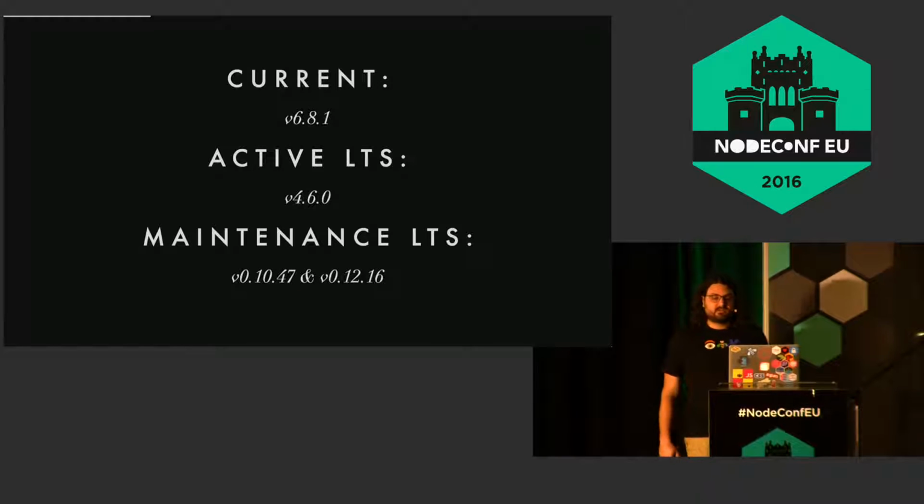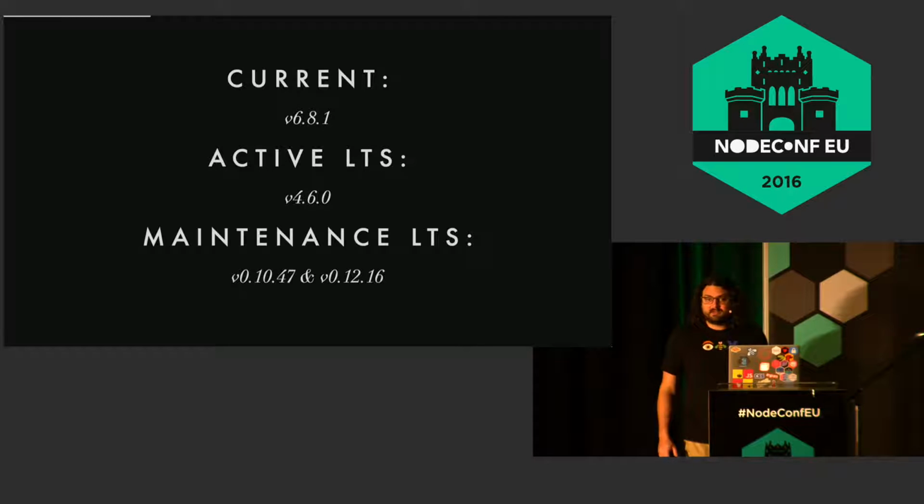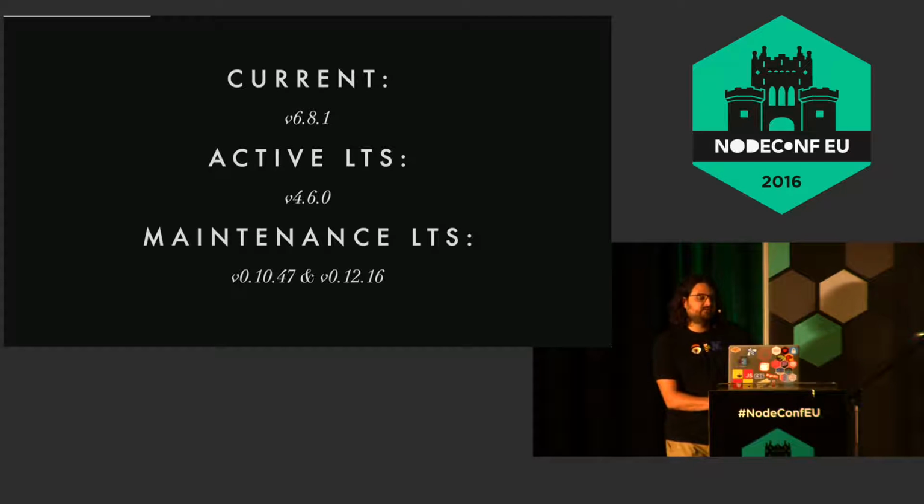We have our current release line, which is v6.8.1, which was released last Friday because we released 6.8.0 on Tuesday, and there were a couple regressions, and we immediately patched them and got it out. We have an active LTS line, which is v4.6.0. And we have two maintenance release lines, v0.10.47 and v0.12.16.